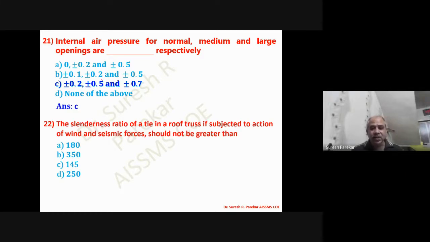The slenderness ratio of a tie in roof truss subjected to the action of wind and seismic forces should not be greater than, we have this value as 350, which is option B.